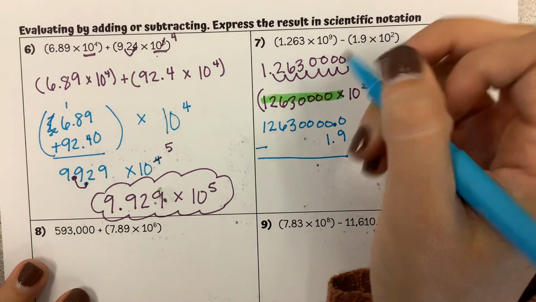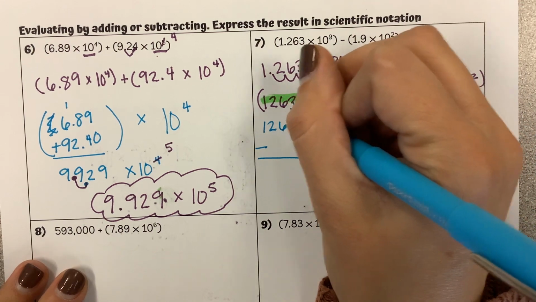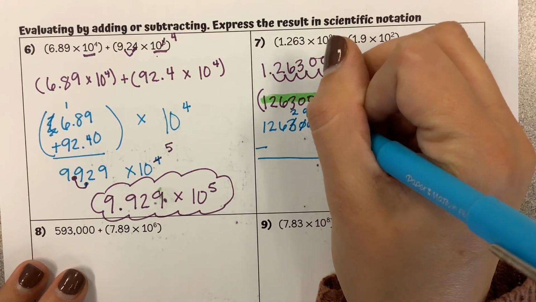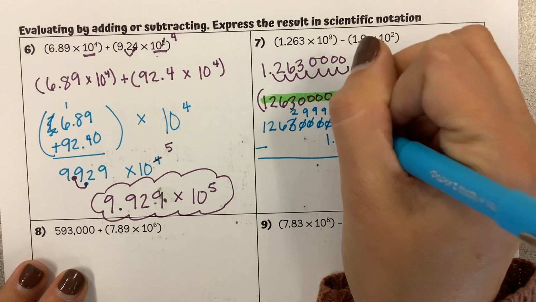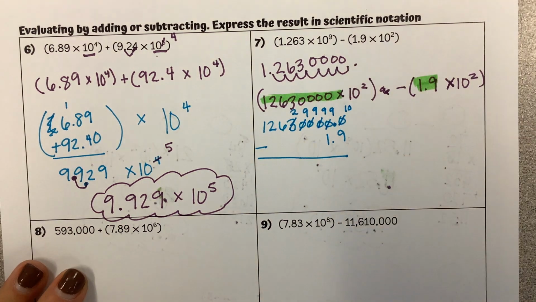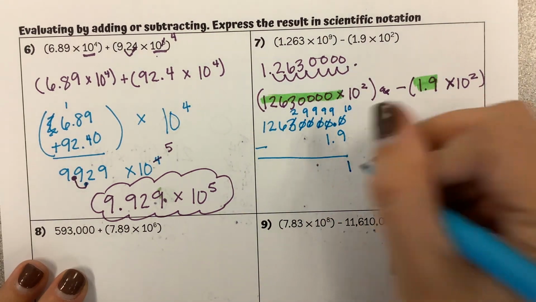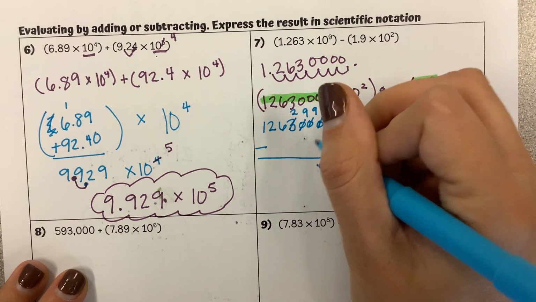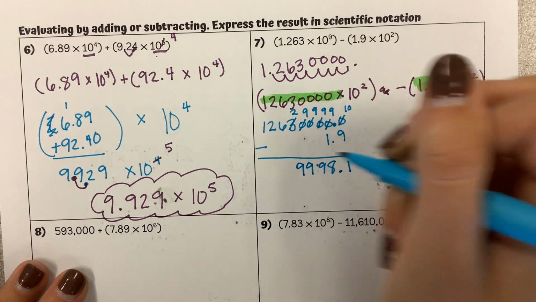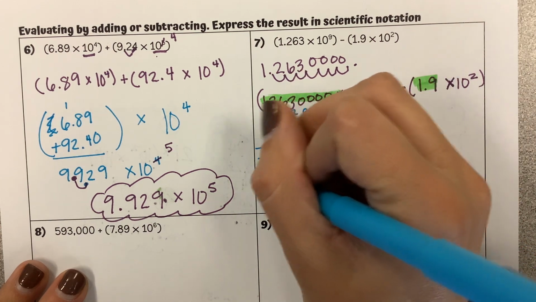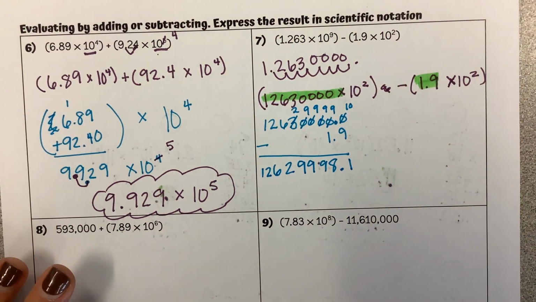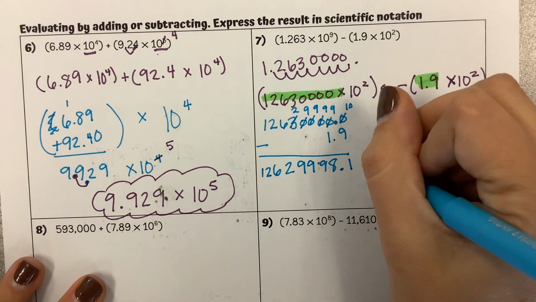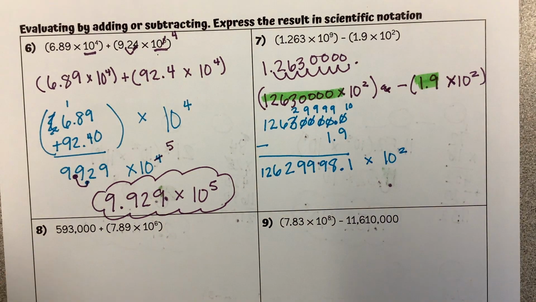So borrow all the way from the 3. 3 becomes 2. This becomes 9, 9, 9, 10. 10 minus 9 is 1. 9 minus 1 is 8. 9 minus 0, 9 minus 0, 9 minus 0. 2, 6, 2, 1. Times 10 to the second.